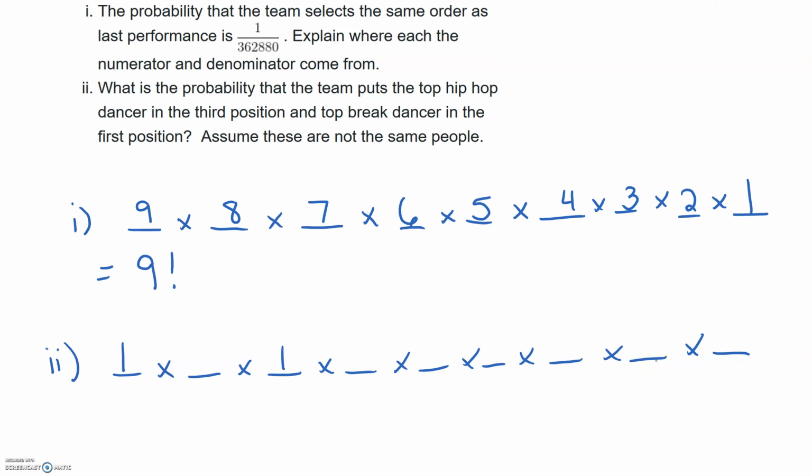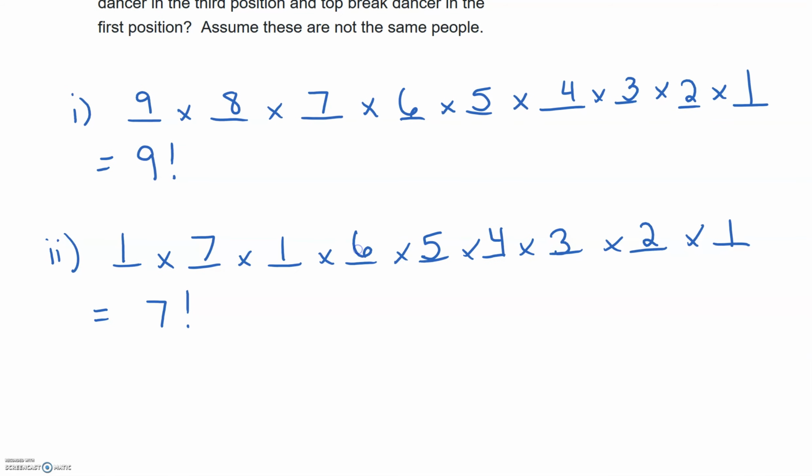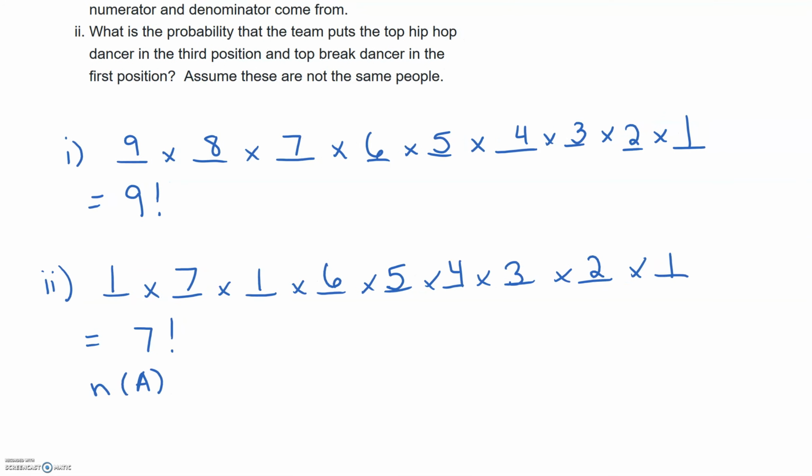Those can be arranged however, but there's only one way that you can place the top hip hop in the 3rd position, and one way you could put the top break dancer in the 1st position. So then you would just go times 7 more to pick from, then 6, then 5, 4, 3, 2, and 1, which basically means that you're doing 7 factorial. You've taken away 2 options, so you're basically doing 7 factorial. 7 factorial represents the number of ways to arrange the dancers as they mentioned at the top, okay? But we still need to find the total number of ways to arrange all the dancers. That's what your sample space would be.